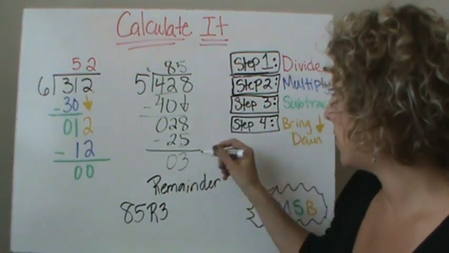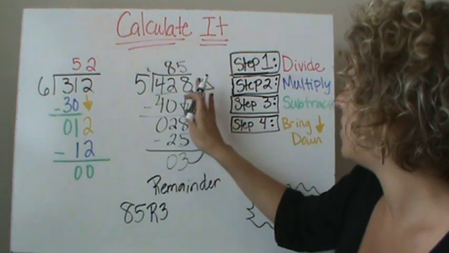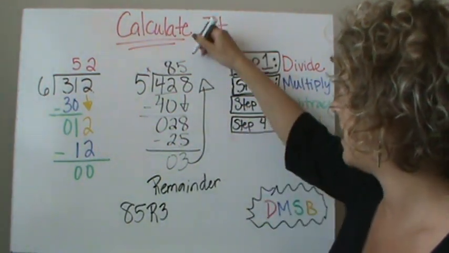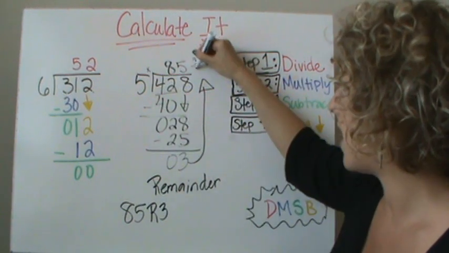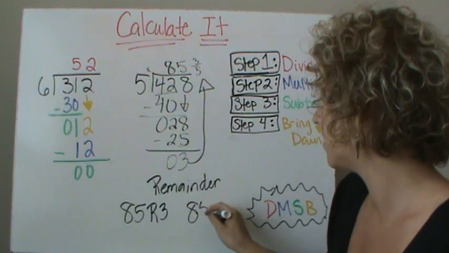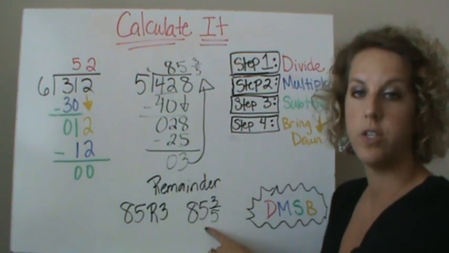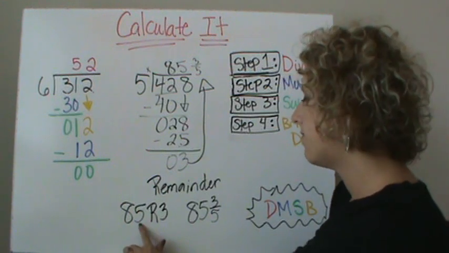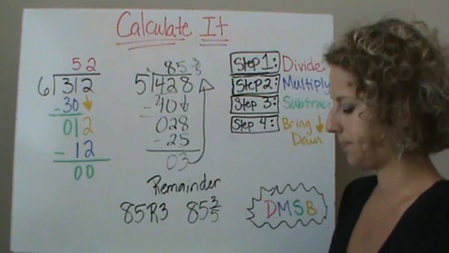Or you could scoot this up to the top and you could write 85 with the 3 over the 5. So you could say 85 and 3/5. So those are the two different ways you can write the remainder. 85 remainder 3 or 85 and 3/5.